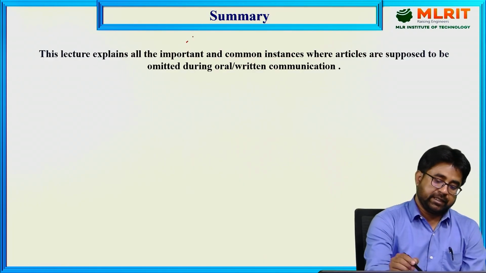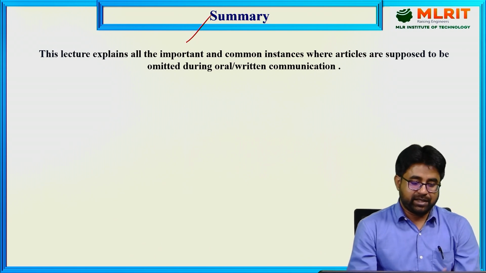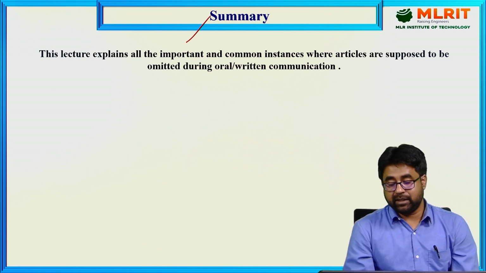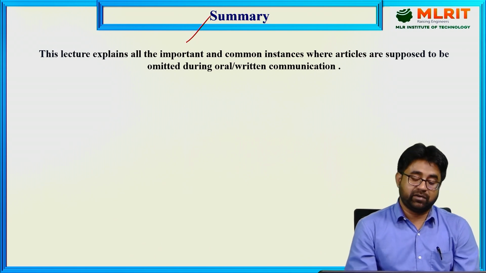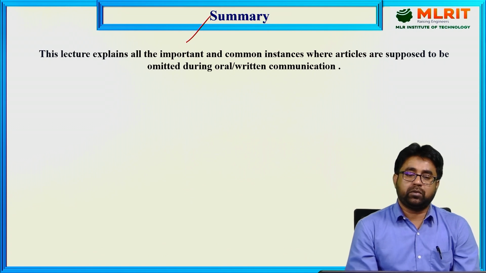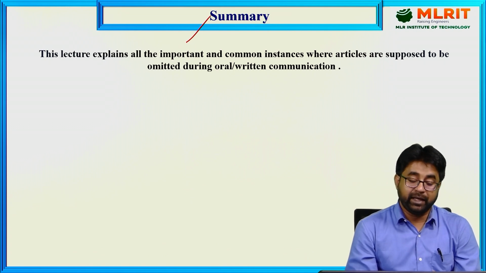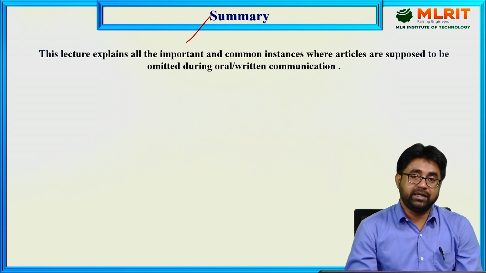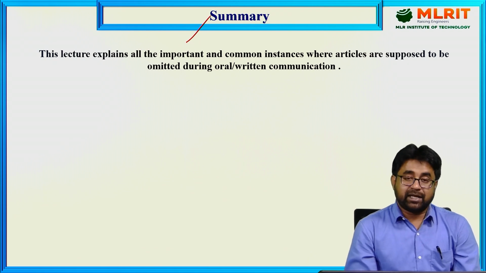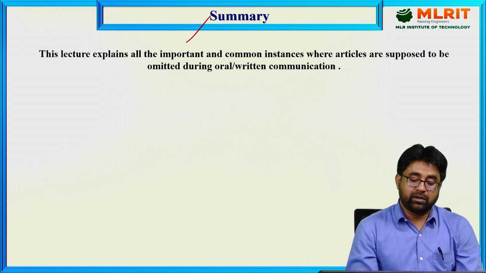So this is the summary of the entire lecture. What are the aspects this lecture has covered? In one part, it talked about what omission of article is and what it means. Then in the subsequent slides, this lecture has given you a clear idea about 12 instances where we are not supposed to use any article.